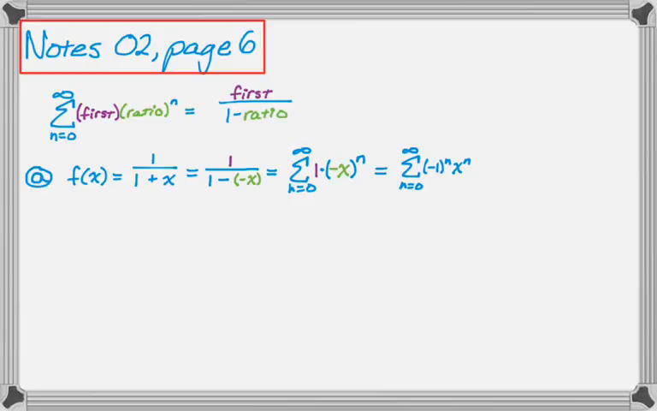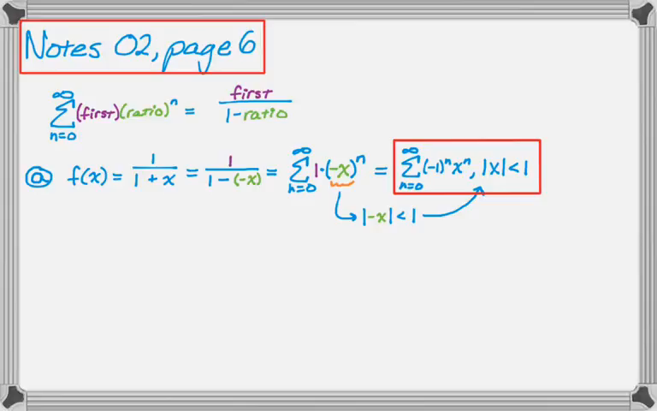And then I need the interval of convergence. So to do that, I go back to the ratio, which is negative x. And I know that the absolute value of the ratio needs to be less than 1, which in this particular case means that the absolute value of x needs to be less than 1. And that's all there is to that particular problem. So let's go on to B.